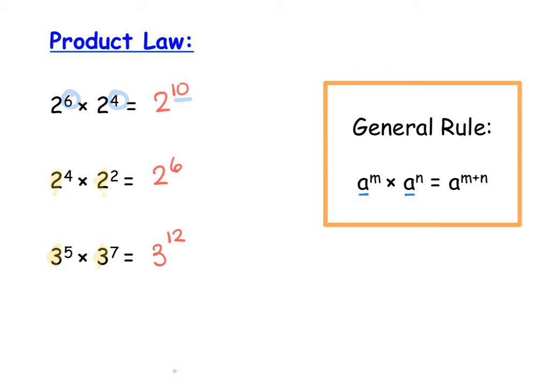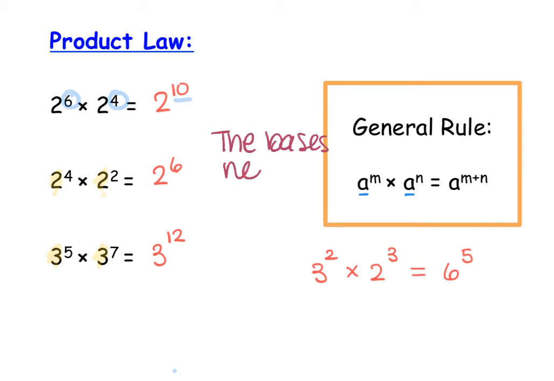So for example, if I have 3 to the power of 2 multiplied by 2 to the power of 3, I can't do 3 times 2 is 6 and then 2 plus 3 makes 5. That won't work. The most important thing that we need to note is that the bases must be the same.